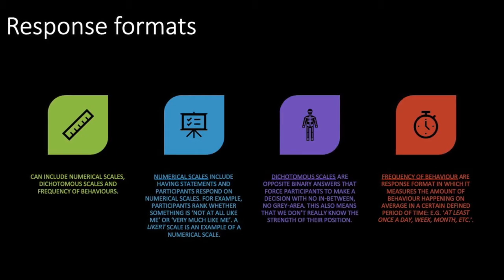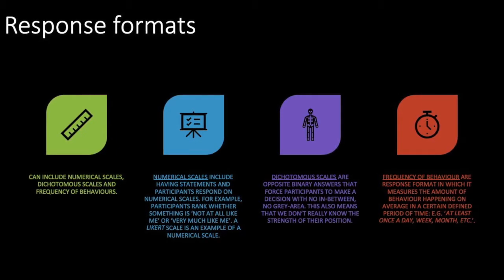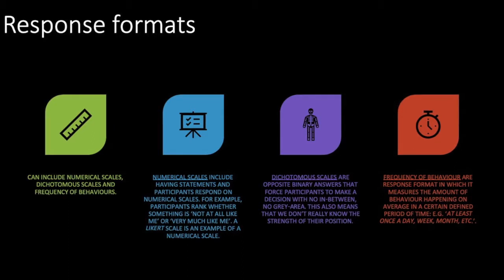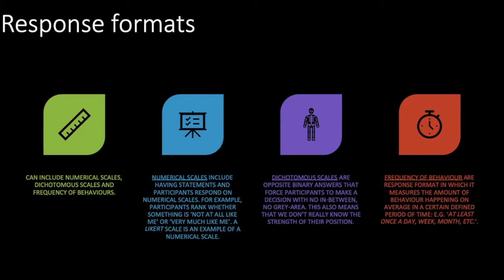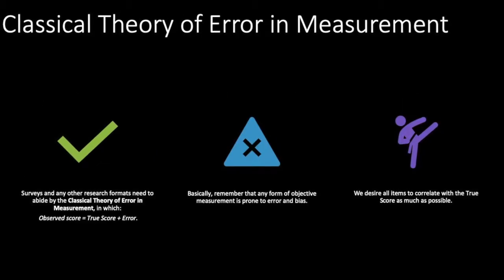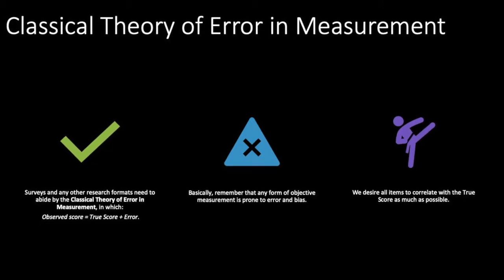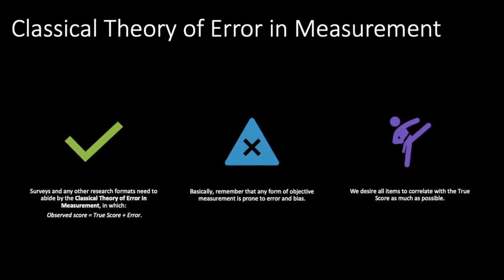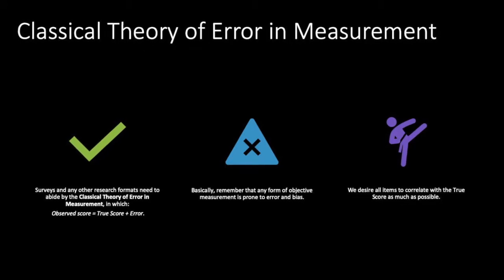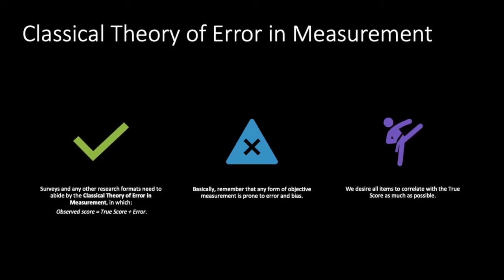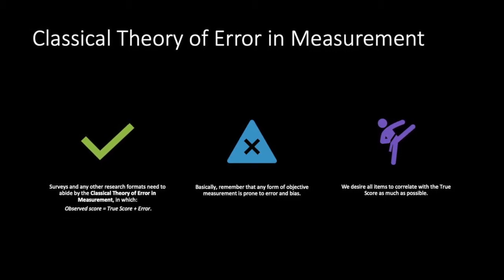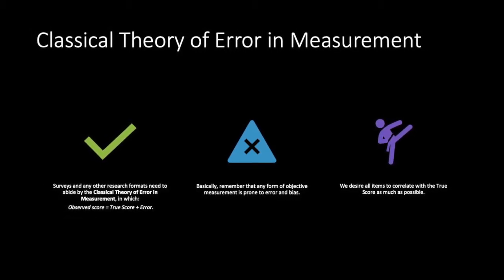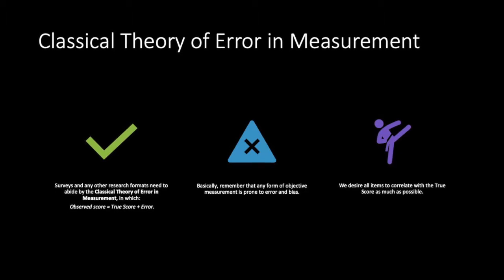Frequency of behavior are response formats which measure the amount of behavior happening on average in a certain defined period of time. So, for example, at least once a day, week, month, etc. Surveys and any other research formats need to abide by the classical theory of error in measurement, in which observed score equals true score plus error. Basically, remember that any form of objective measurement is prone to error and biases. We desire all items to correlate with the true score as much as possible.